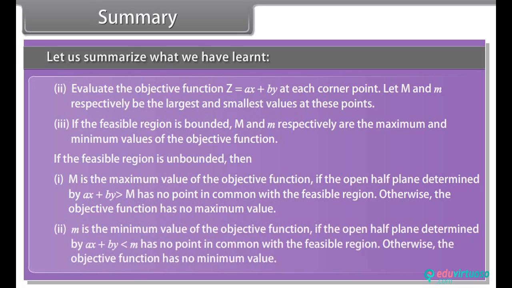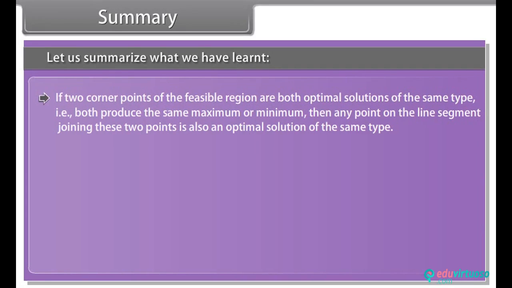2. m is the minimum value of the objective function if the open half plane determined by ax plus by smaller than m has no point in common with the feasible region. Otherwise, the objective function has no minimum value. If two corner points of the feasible region are both optimal solutions of the same type, that is, both produce the same maximum or minimum, then any point on the line segment joining these two points is also an optimal solution of the same type.